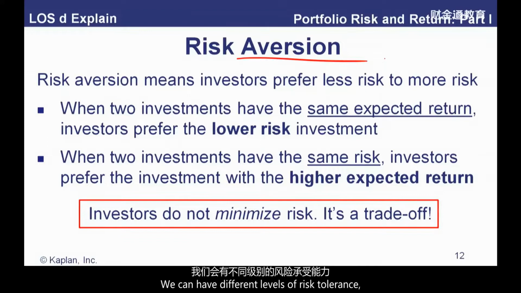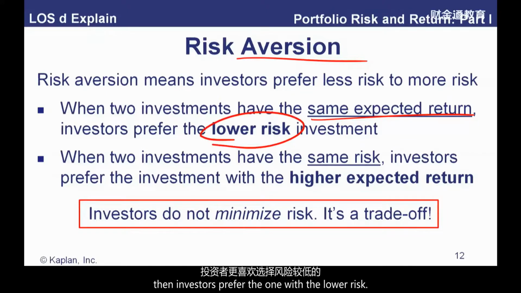We can have differing levels of risk tolerance, okay, but everybody is risk averse. Right? So risk aversion just means that we prefer less risk to more. So if two investments have the same expected return, right? We're going to earn 8% either way. Then investors prefer the one with the lower risk.